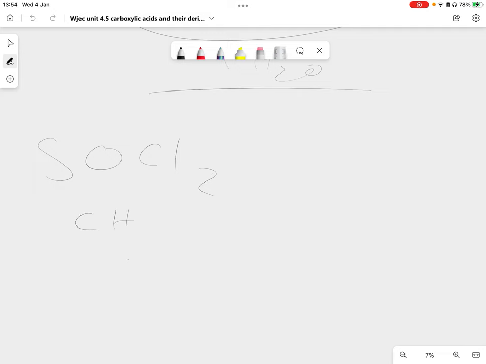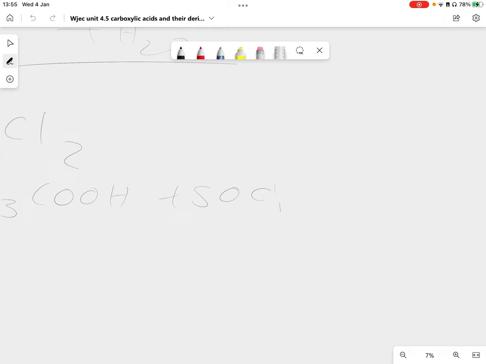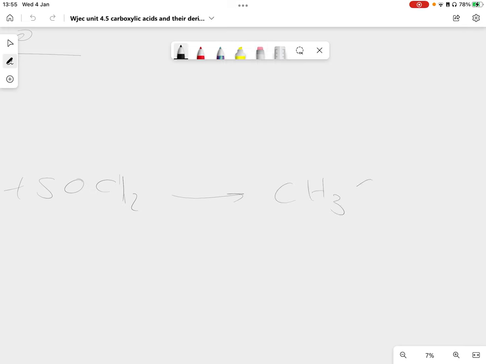I'm going to do ethanoic acid with our SOCl2. And this is going to form CH3COCl, ethanoyl chloride. So it's going to form SO2, which is a gas, and we'll see if that's important in a minute, and HCl, a gas as well.